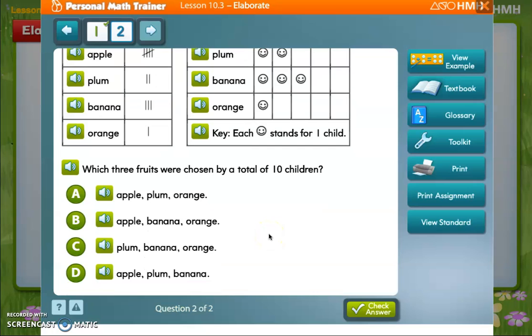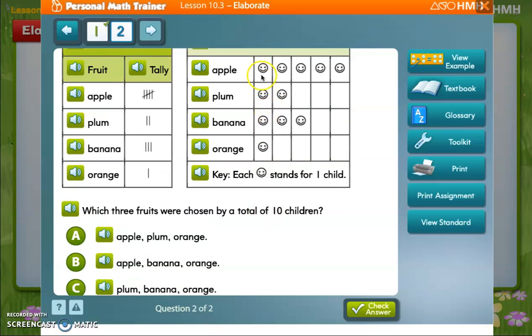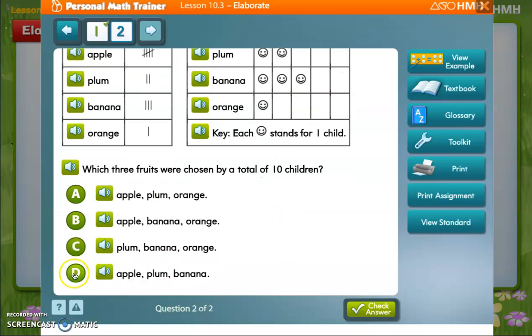So it must be D, but let's just double check to make sure we have it right. So it says apple, plum, and banana. So we'll start with the apples. 1, 2, 3, 4, 5. Then the plums. 6, 7. Then the bananas. 8, 9, 10. So our answer is option D. Apples, plums, and bananas were chosen by a total of 10 children.